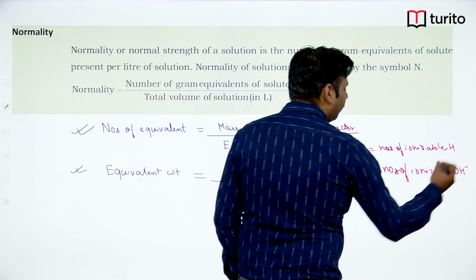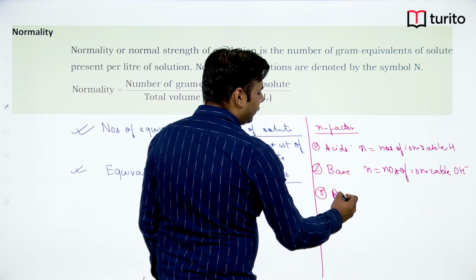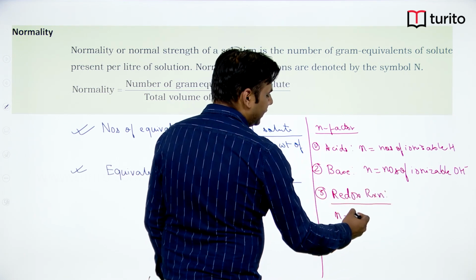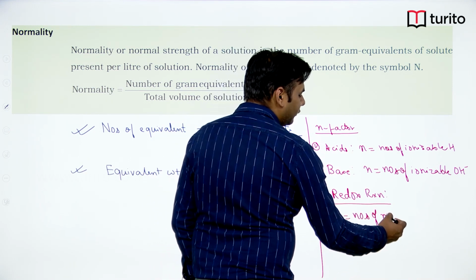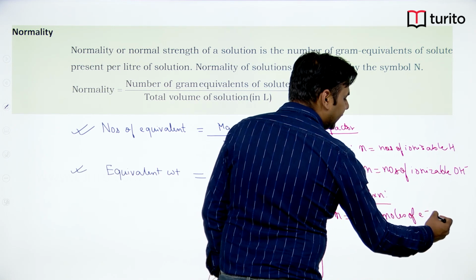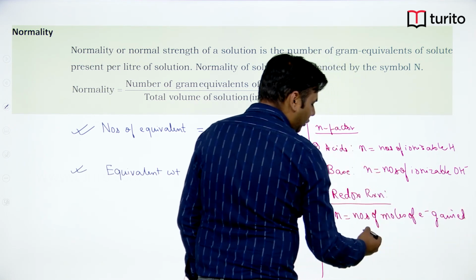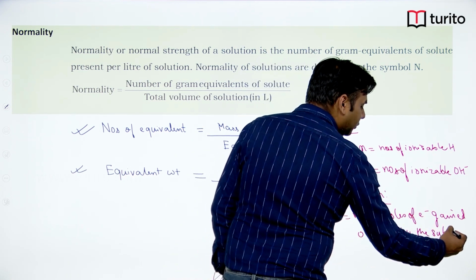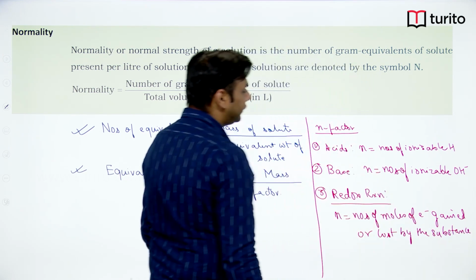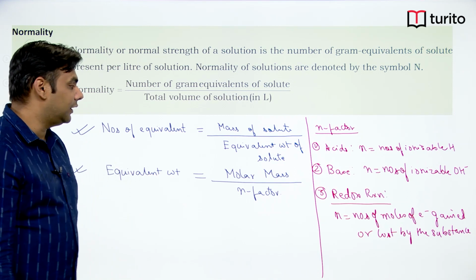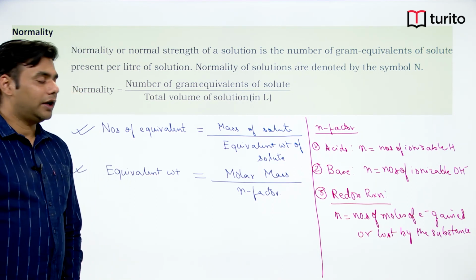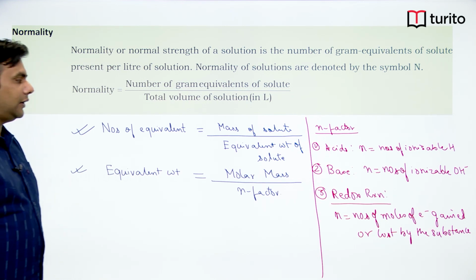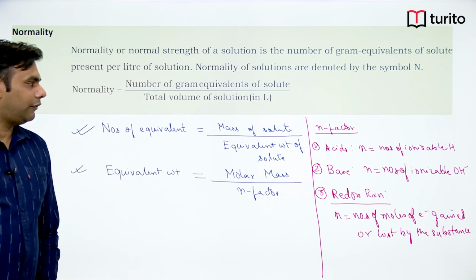Okay. For any redox reaction, we say that N is the number of moles of electron gained or lost by the substance. So you need to know the basics of the equivalent concept, the N factor concept, how we write equivalent weight, and what equivalent volume is. All these things will be used in solutions a lot, and also in the electrochemistry chapter. For any acid, N is the number of ionizable hydrogen.